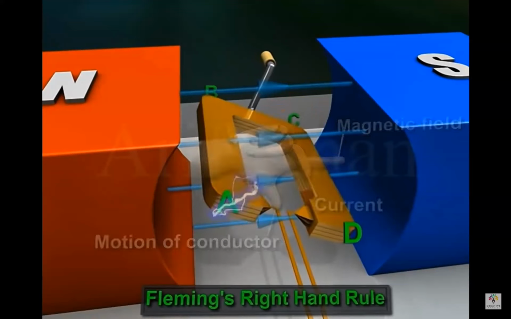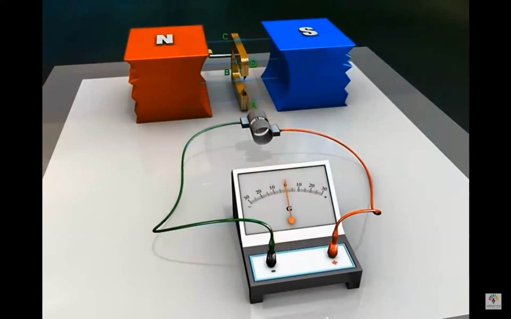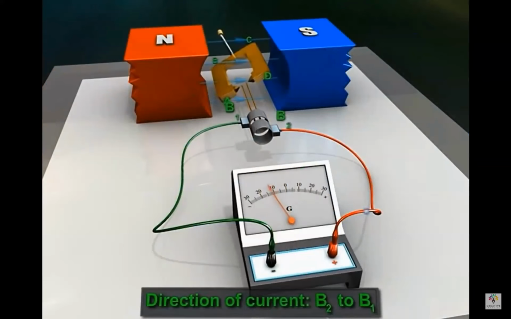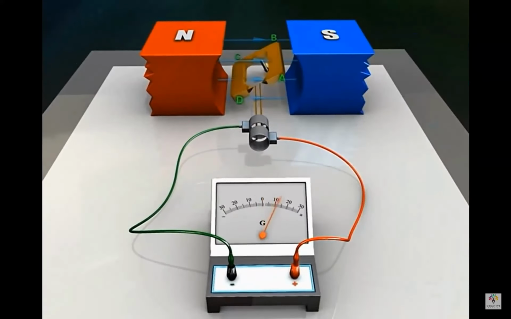Current will flow in the direction ABCD, that is, from B2 to B1 through the galvanometer. Thus, the induced current changes its direction every half rotation.